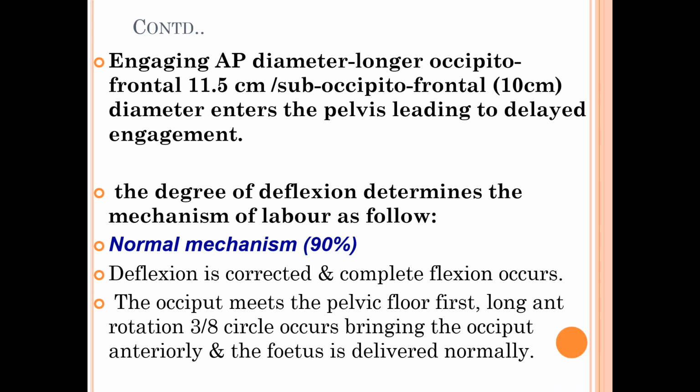In the normal mechanism, what normally happens in an occipital posterior position, in 90% of the time, the deflexion is corrected and complete flexion will occur. The occiput, which was there at 3/8 of the circle, takes a long run and comes anteriorly, bringing the occiput anteriorly below the pubic symphysis, and the fetus is delivered normally. So the occiput meets the pelvic floor first. The long anterior rotation by 3/8 of the circle occurs, and the fetus is delivered normally.